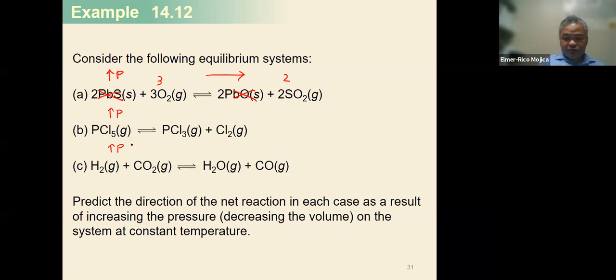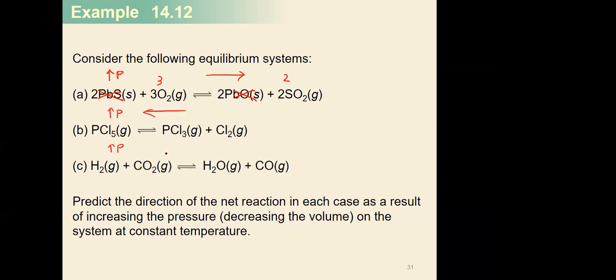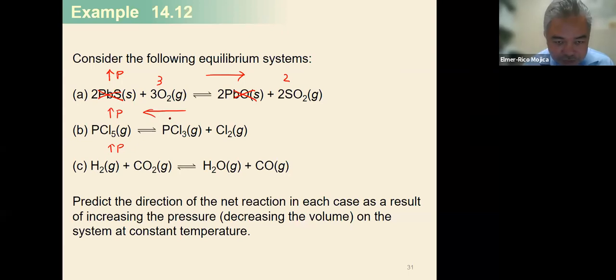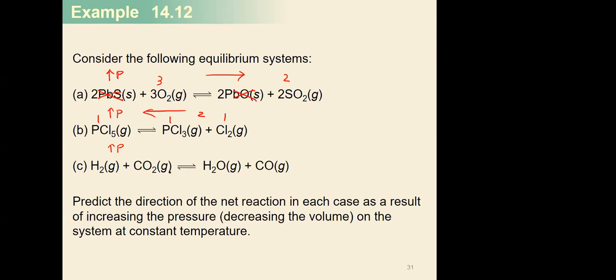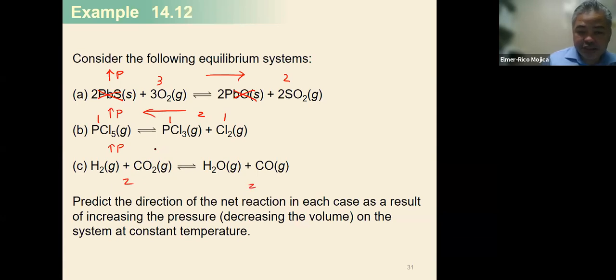Here, forward, backward? Anyone? Number 2? Backward reaction. Backward, because you have your 1, 1, and you only have your 1. So there's 2 here compared to 1 on that one. So you favor the one with the fewest moles. And this one? No change. 2 here, 2 here, so there's no shift in the reaction. There's no change in this one.